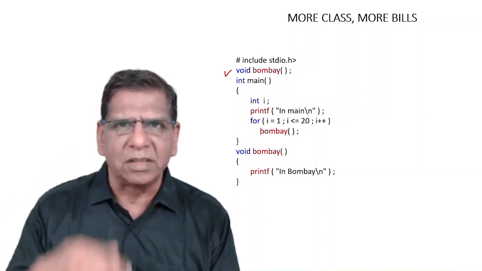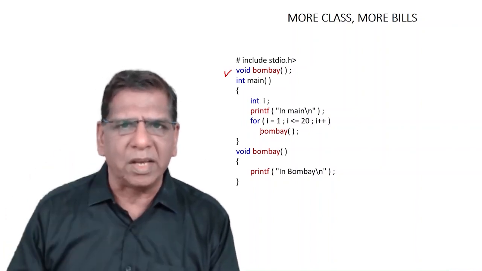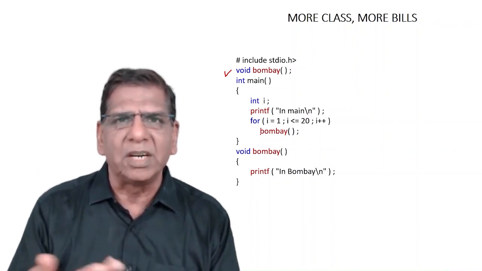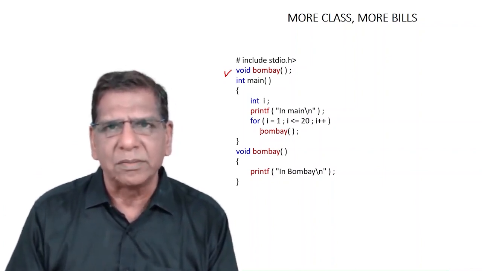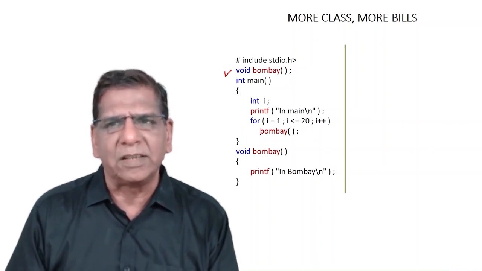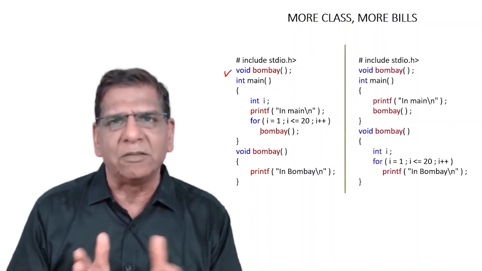First, the call to Bombay brings the control to Bombay, executes Bombay, and goes back. Again there is a call to Bombay, again it lands into Bombay, executes it, and goes back. So Bombay keeps getting called 20 different times. Instead of doing it this way, we can get exactly the same output had we written the loop within Bombay rather than within main.